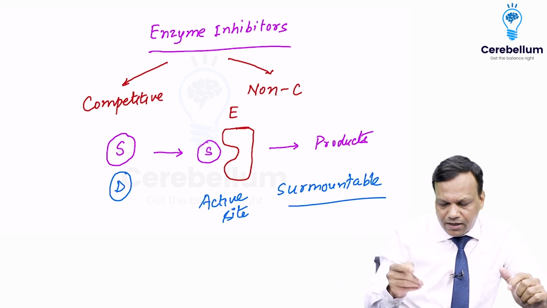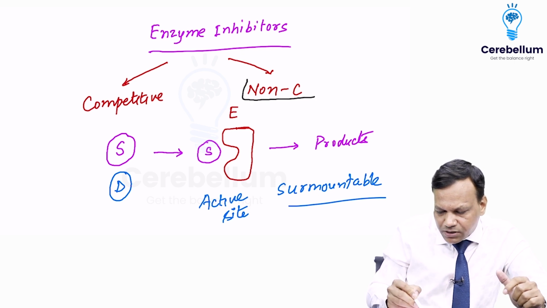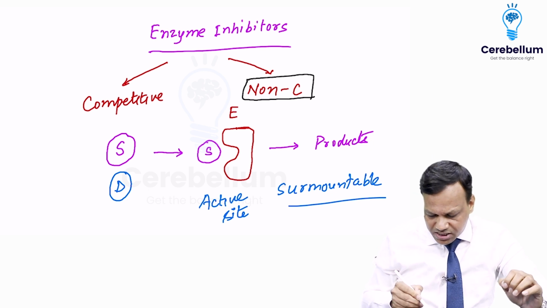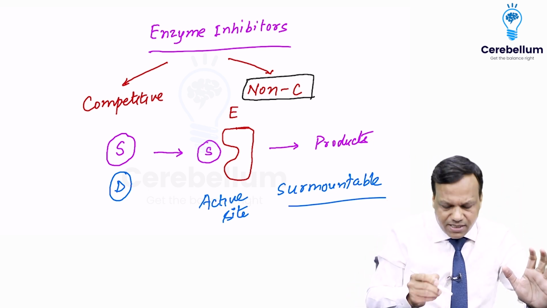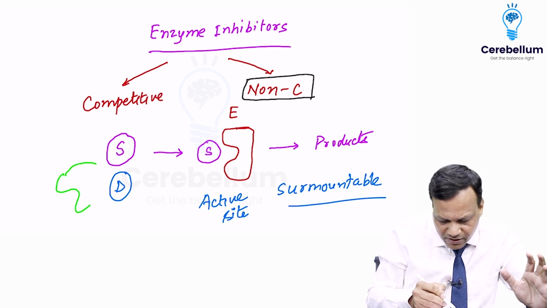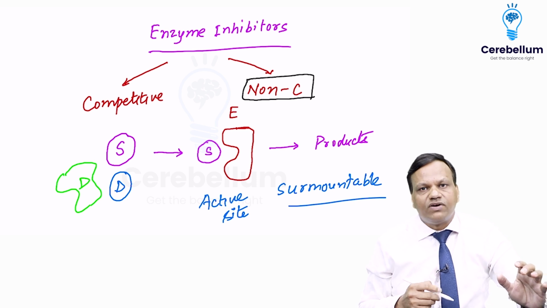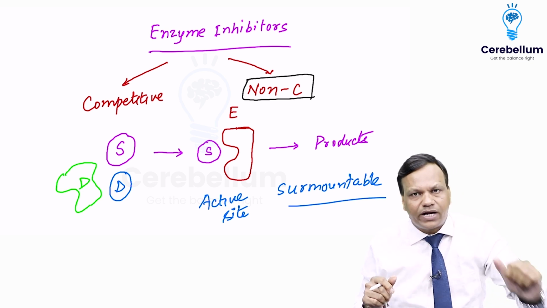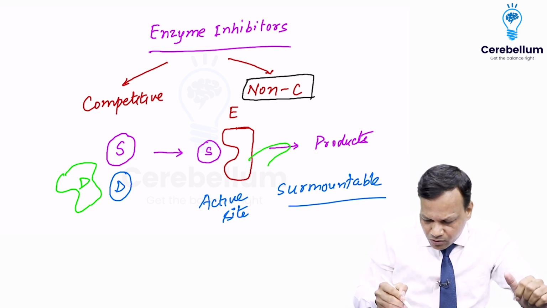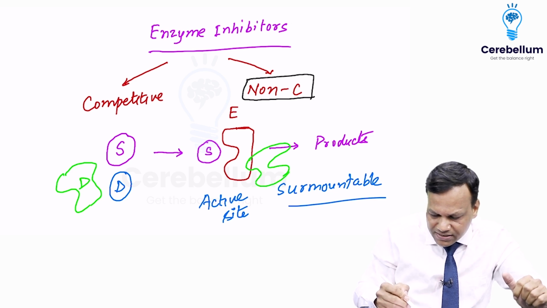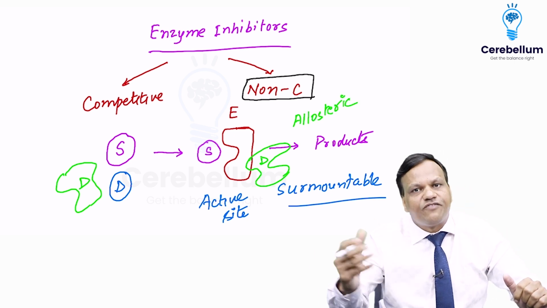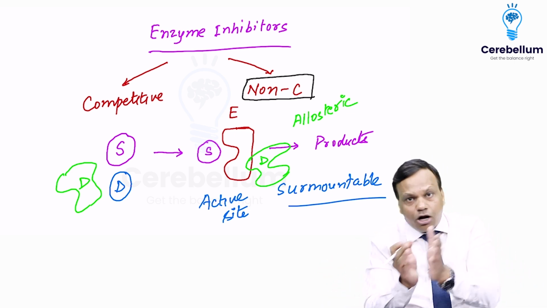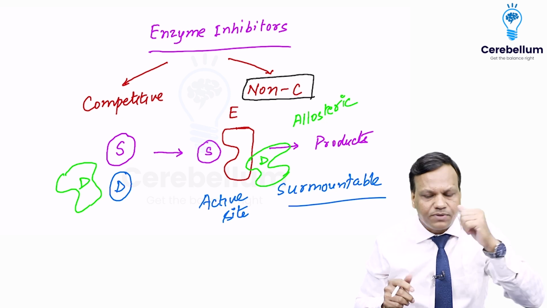On the other hand, in non-competitive inhibition, the structure of the drug is different from the substrate. The substrate is this, whereas the drug structure is totally different. When the drug structure is different, it cannot bind to the active site. So the drug binds to a different site, which is known as the allosteric site. In non-competitive inhibition, the drug binds to the allosteric site, but it is not binding to the active site. So how will it stop the enzyme?